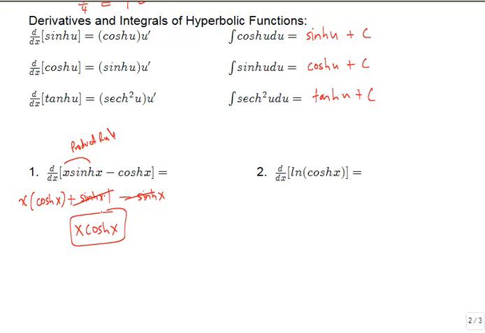Okay? How about the derivative of the ln of hyperbolic cosine of x? Well, remember, the derivative of ln of stuff is stuff prime over stuff. So whatever you see here goes in the bottom, and the derivative of that goes in the top, and the derivative of cosh is sinh. And what is sinh over cosh? Well, that's tangent. That's hyperbolic tangent. So if you want, you could rewrite that as hyperbolic tangent of x. Okay?